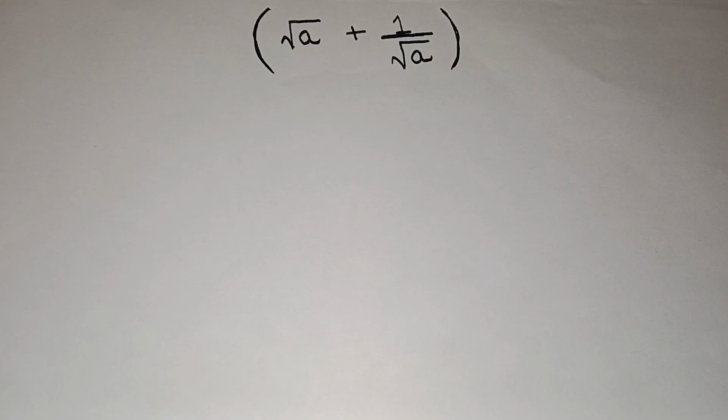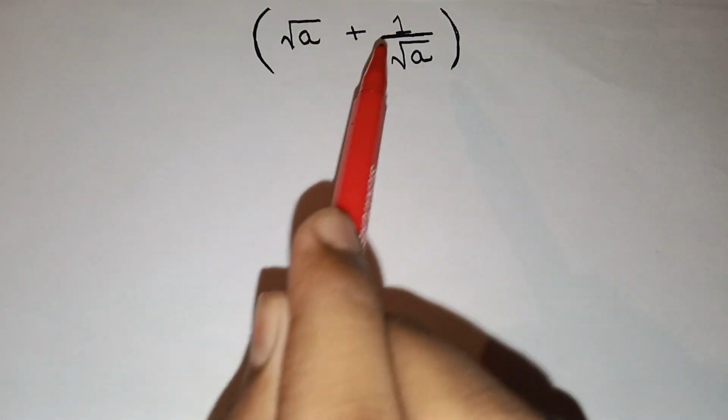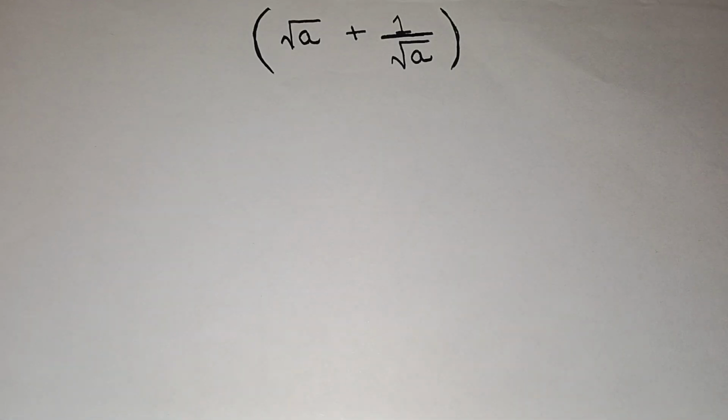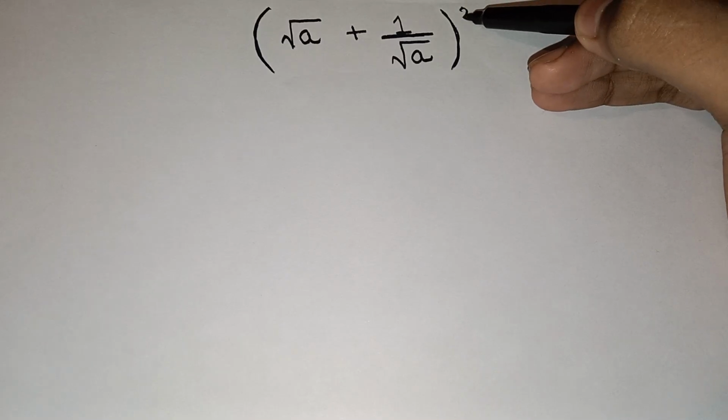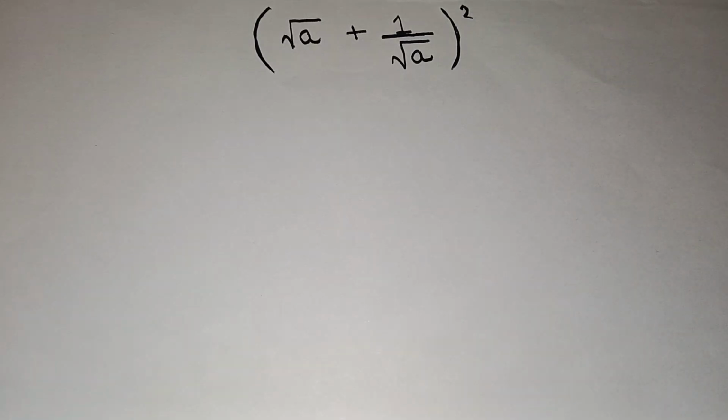Here's the question: the square root of a plus 1 over the square root of a. We have to simplify this, and it has a whole square. Now friends, what we are actually doing here is (square root of a plus 1 upon square root of a) whole square. Whole square means that this square is on both sides of the square root of a plus 1 upon square root of a. So how to solve it?